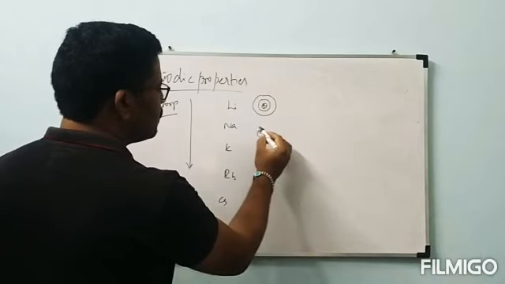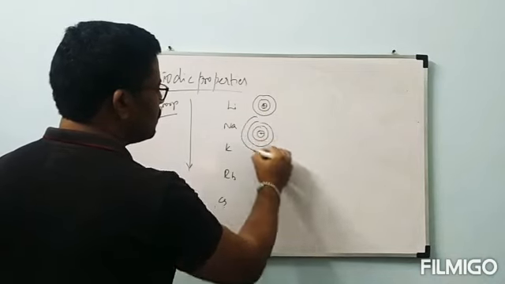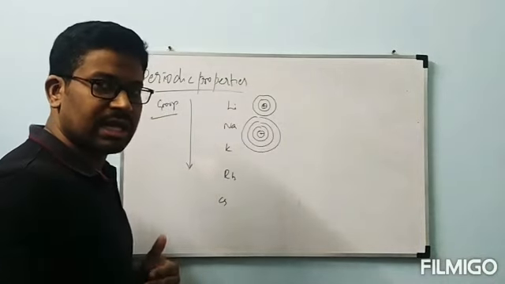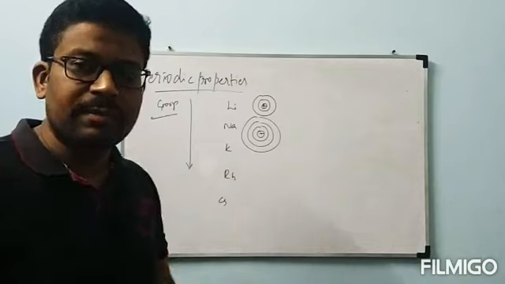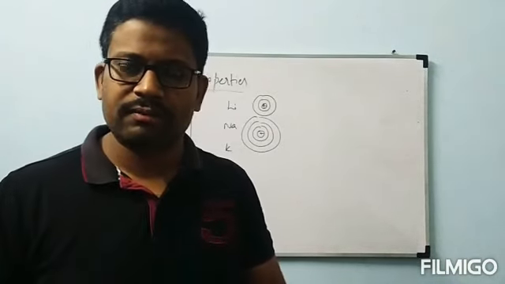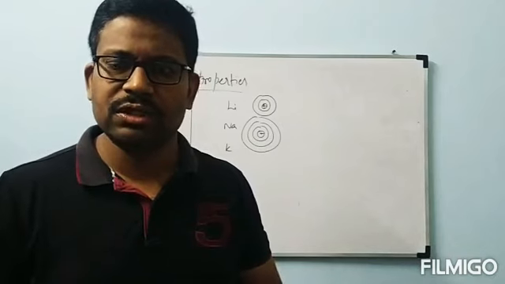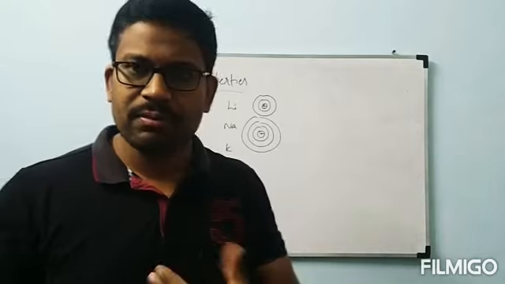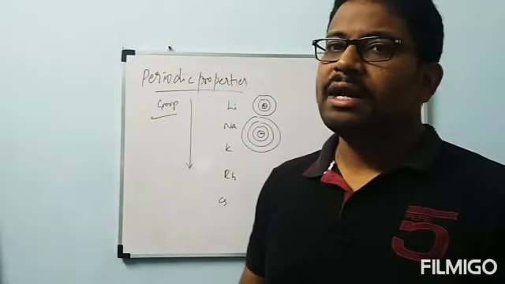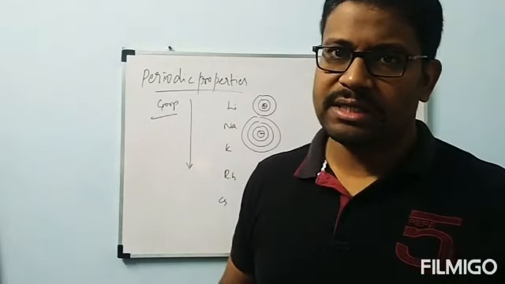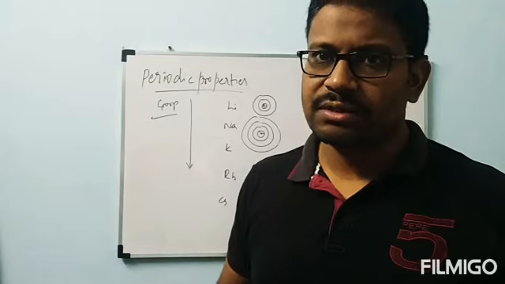Sodium has three shells. Next, potassium, four shells. Like that, the newly coming electron is entering a new shell. In a group from top to bottom, the newly coming electron enters a new shell. Automatically, what happens to size? Increases. So in a group from top to bottom, atomic size increases. This is a very important point. Depending on this atomic radius only, the next properties we will discuss now. Please observe this carefully.